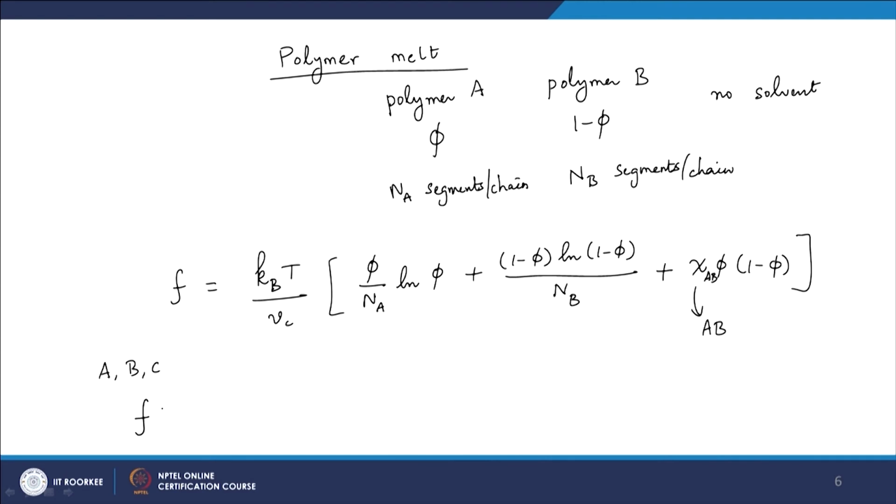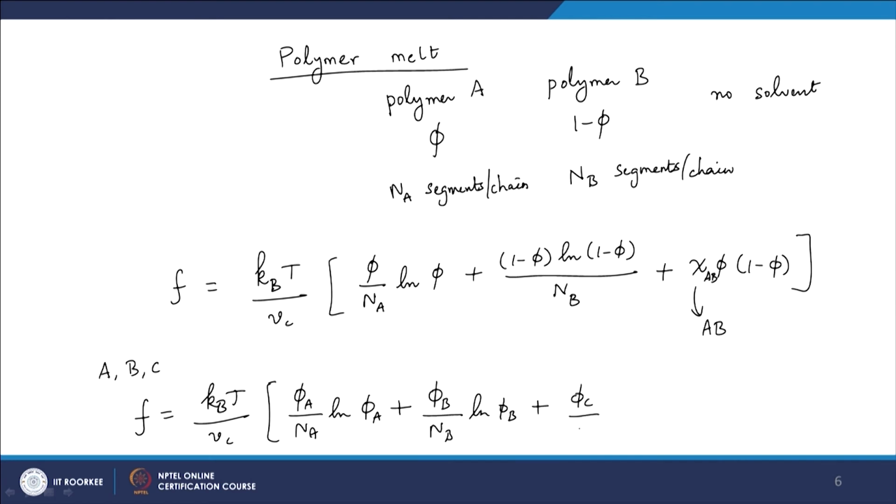Although we have limited ourselves to only two components, we can think of three components as well. So now you will have three entropy terms, and you may have various combinations of the energetic interaction terms. So let us say if we have A, B and C now, we can write kBT by vc, phi A by Na ln phi A plus phi B by Nb ln phi B plus phi C by Nc ln phi C. But then we also have to include the chi terms, and now we have to look at various combinations of the species. For example, we will have a chi AB phi A phi B plus chi BC phi B phi C plus chi CA phi C phi A.